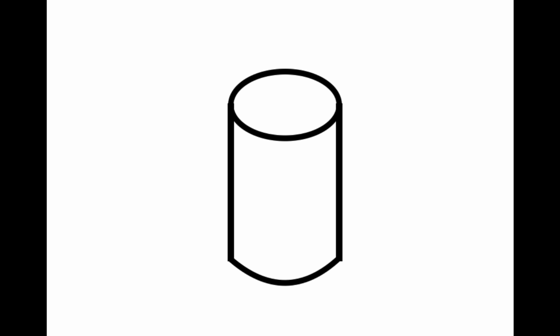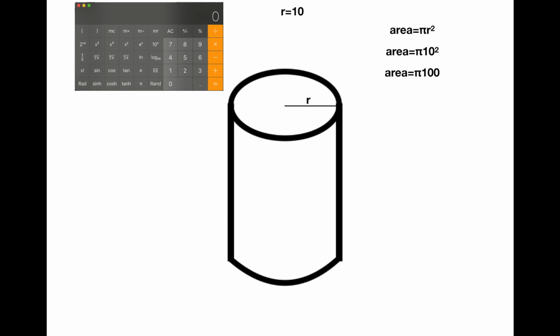So how do you calculate the first two sides, the two circles? Well, that's what you do first. You have to remember the formula pi r squared, so you have to know the radius. Let's say r is 10. Remember, area is pi r squared, area is pi 10 squared, area is pi 100, because 10 squared is 100. Let me get the calculator out for calculating pi times 100.